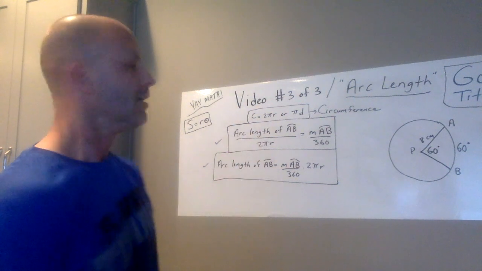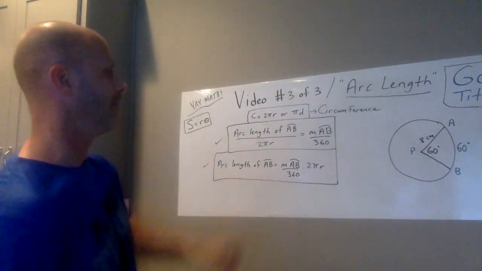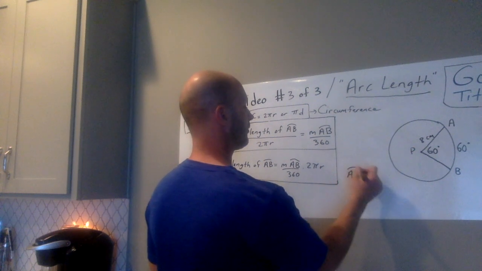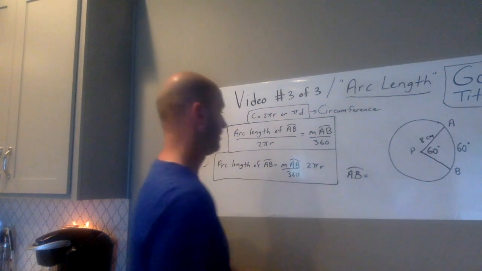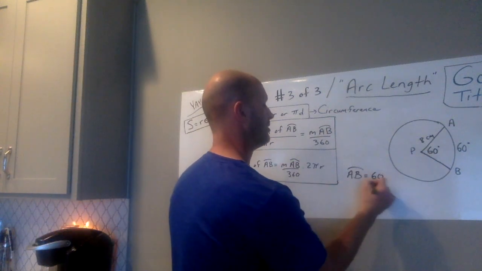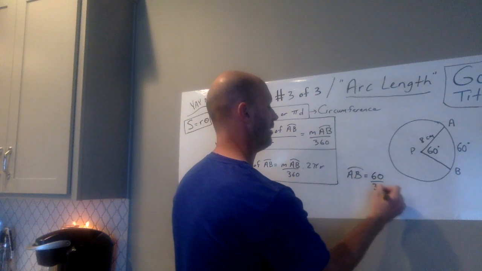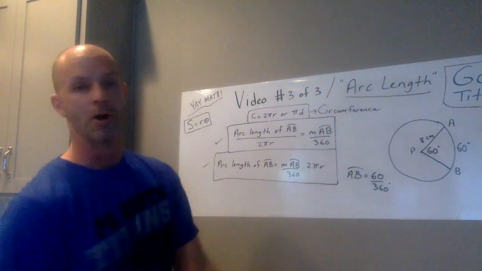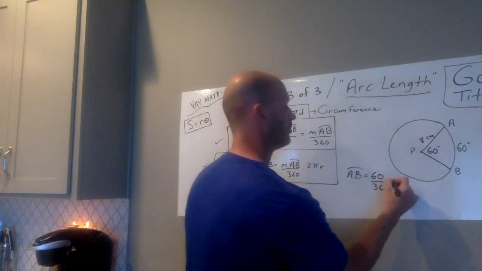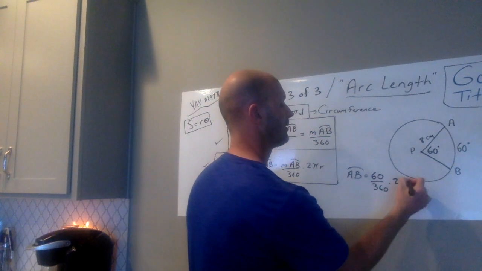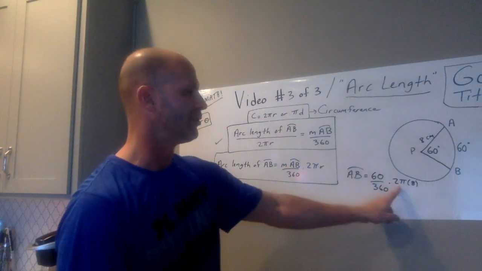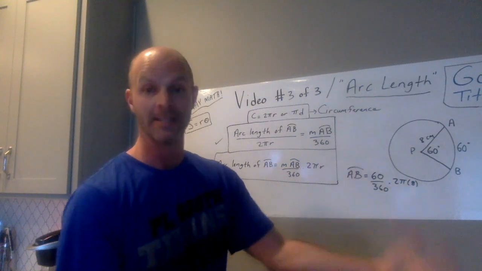Cool. So here's what we're going to do right here. I'm going to say that the length of AB is going to be equal to the measurement of the arc, which is 60 degrees. So we're going to do 60 divided by 360. And we're going to multiply that by 2 pi r, which is the circumference. So 2 times pi times the radius. Now, if you just want to go ahead and change that where it says 2 pi r, 2 times 8 is 16.